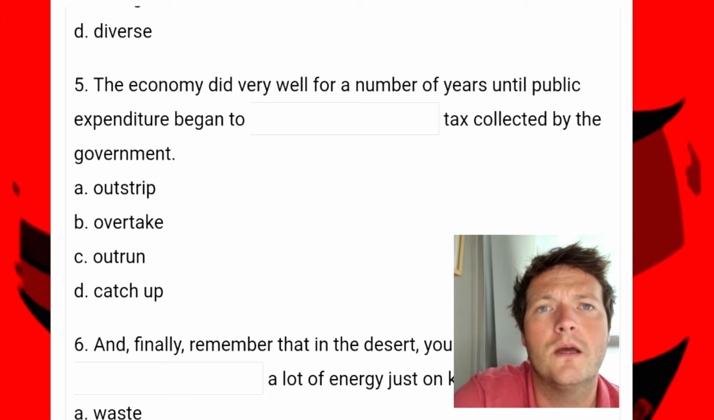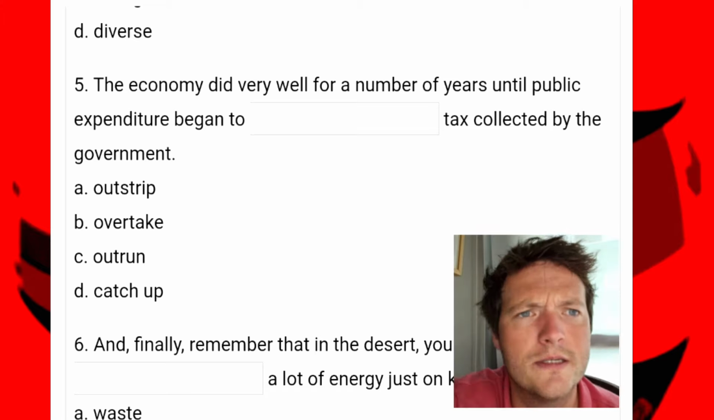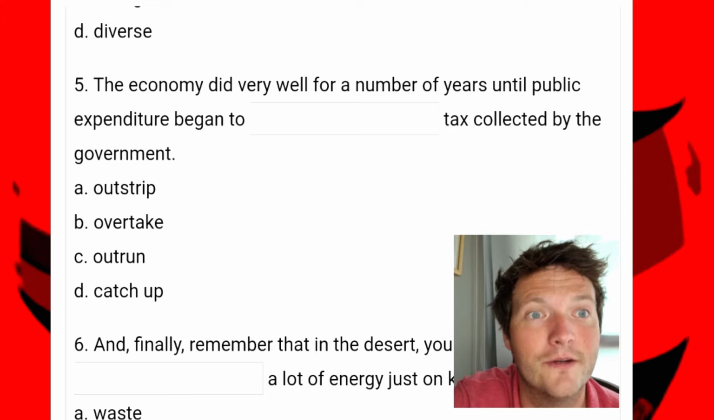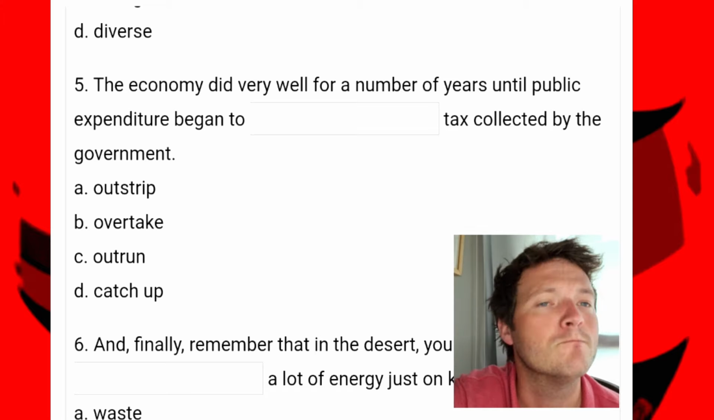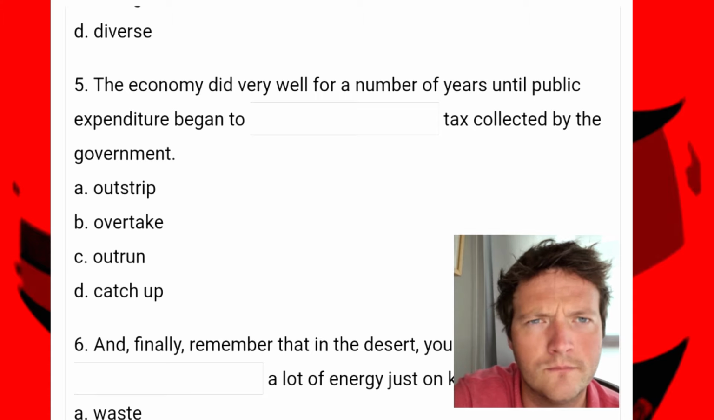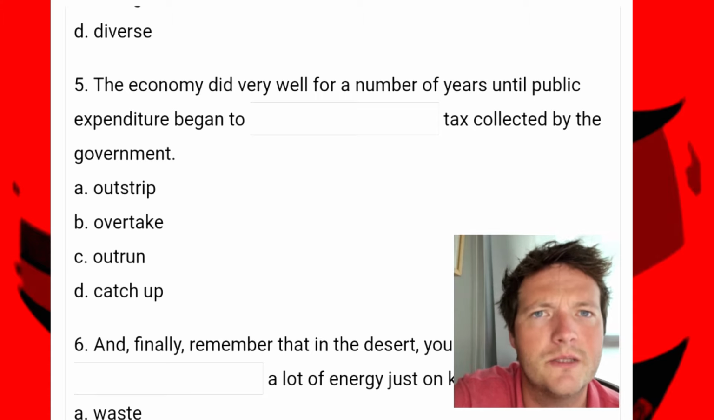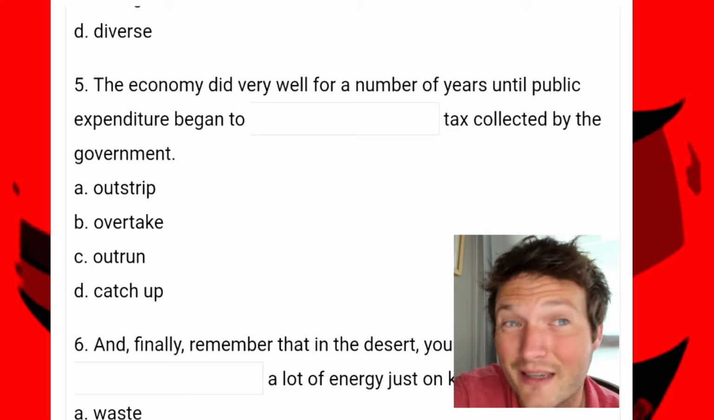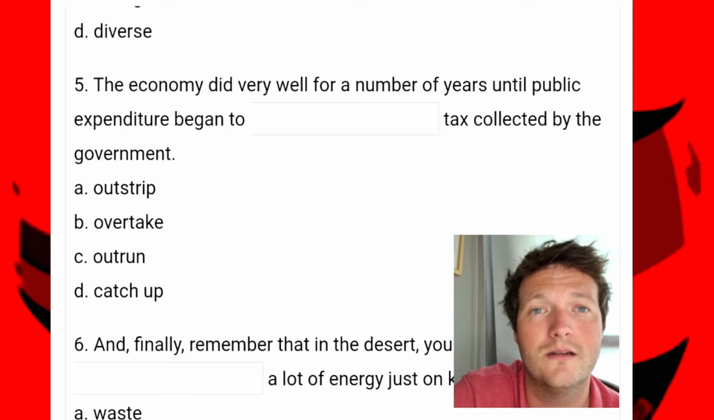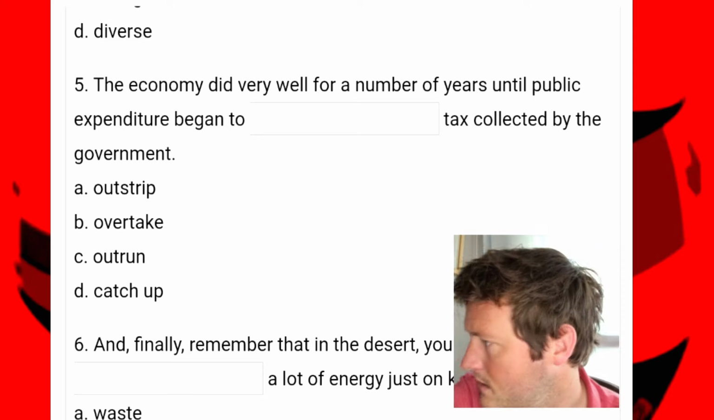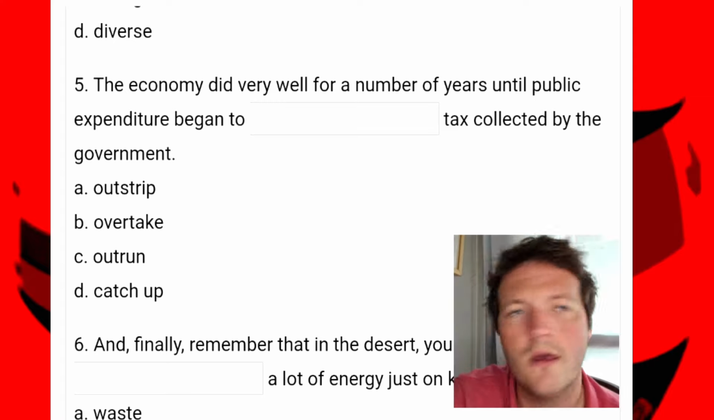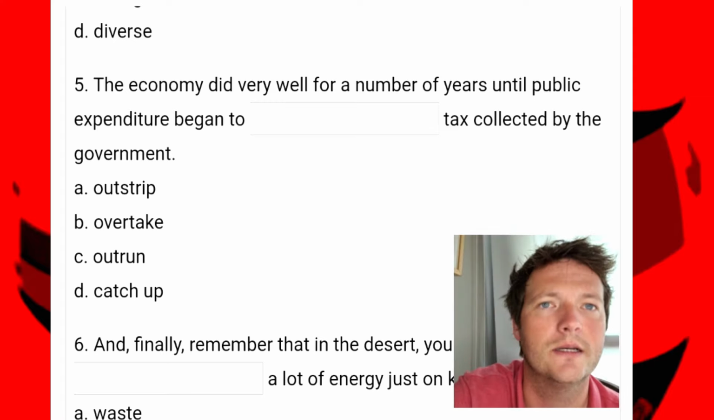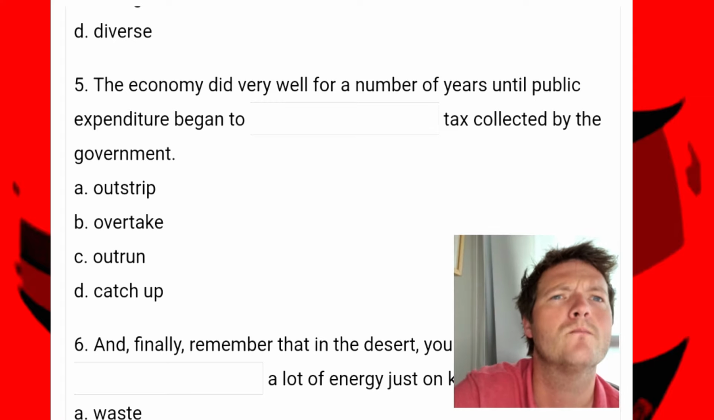Catch up with. No. It's funny, I was talking about this yesterday. The Laffer curve in one of my classes. But anyway, until public expenditure began to, I guess it has to be overtake tax collected. I think it has to be overtake tax collected by the government. I will check number 5.